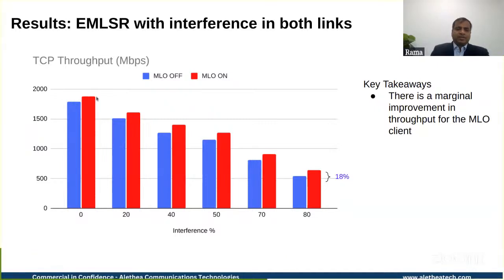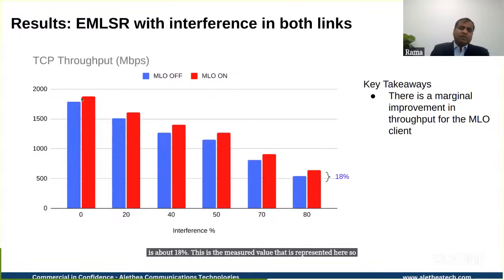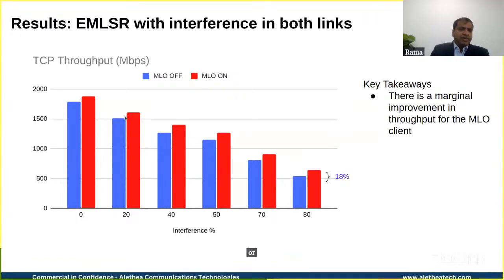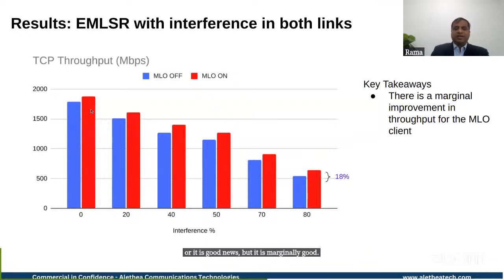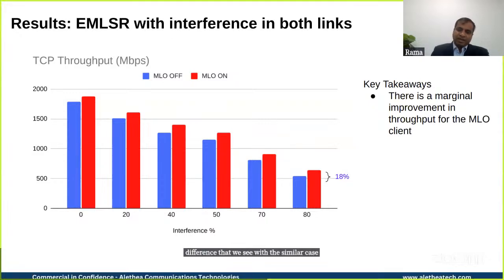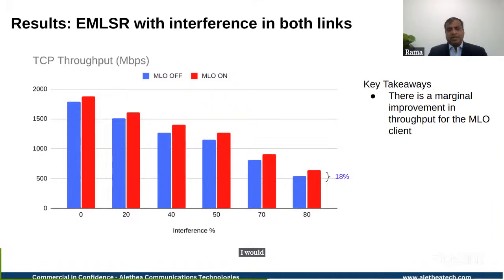You see that the EMLSR client with the MLO on is performing marginally better in all cases. It is better, but not all that better. You see that the difference, even at 80%, is about 18%. This is the measured value that is represented here. So overall, it is good news, but it is marginally good. I mean, we don't see the kind of difference that we see with the similar case with the MLMR STR case. I would compare that in a later slide, just a while.